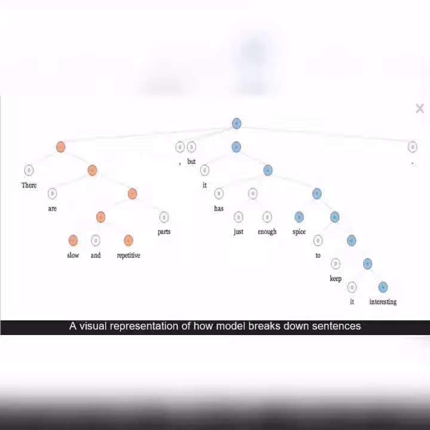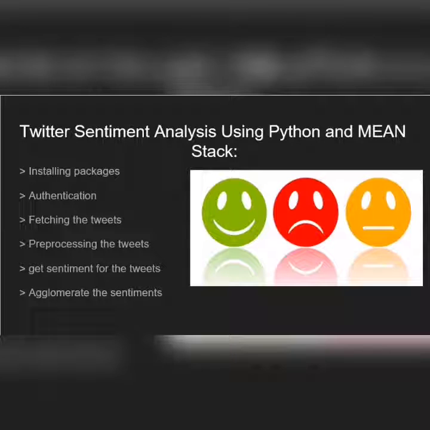Then let us look at the implementation part. For our implementation, we are going to use a web app with MEAN stack and Python programming. So, following are the steps involved in Twitter sentiment analysis by parsing the tweets fetched from Twitter. First of all, we need to install the required packages. In order to fetch tweets from the Twitter API, one needs to register an app through their Twitter account. So, you need to authorize the Twitter API client.